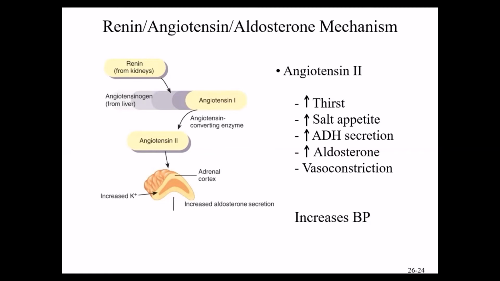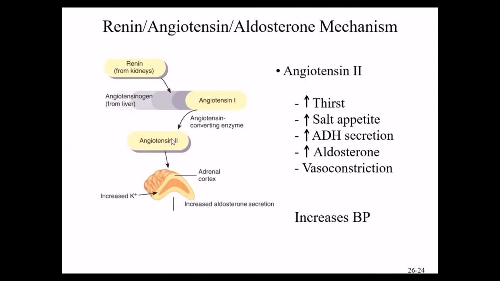It also increases other hormones we've looked at, aldosterone. Aldosterone helps to retain sodium, and if you retain sodium, you also retain body fluids. That's based on osmosis. And then it also causes vasoconstriction in certain vessels, because if you decrease the diameter of a vessel, that also increases blood pressure. So all of these things here will lead to an increase in blood pressure.